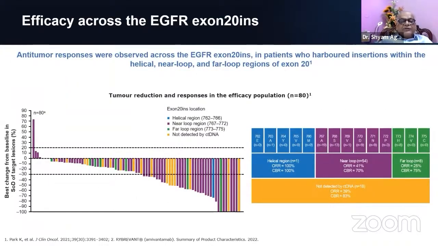And if you see here, these purple bars or the orange bars, I think they have a similar kind of response, but it seems that the near loop ones have a better overall response rate, and the blue ones even better, 100%, but the numbers are small here. So maybe the data is for a very small number of patients, but it seems that all subgroups tend to derive benefit. Next slide.